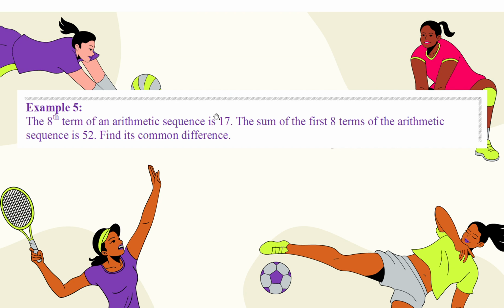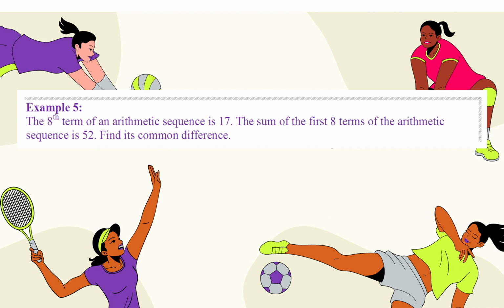Okay, you are given the numbers 17 and 52. More obviously, you set up an equation for 17 and an equation for 52 and then solve for a and d, just eliminate a, right? And then you can find the common difference. Okay? Try to work on it. Pause and look.